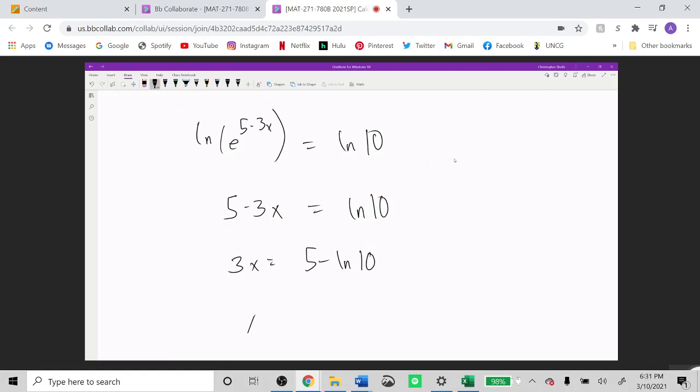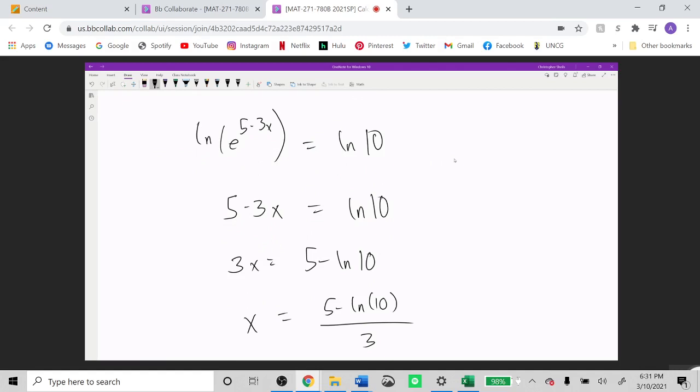Divide both sides by 3 and we get x is equal to 5 minus natural log of 10. I'll write it in parentheses since we're going to throw all of this stuff over a 3. This is an exact answer. If you're asked for an exact answer to this problem, then this is your answer.